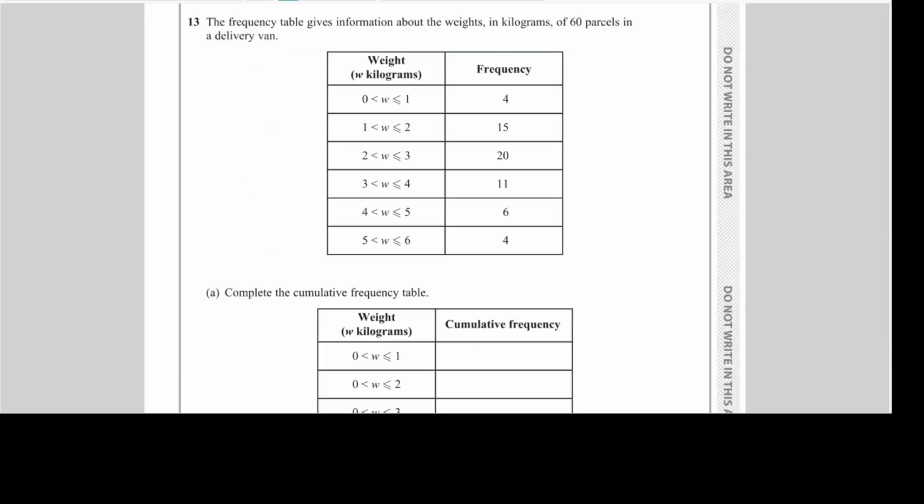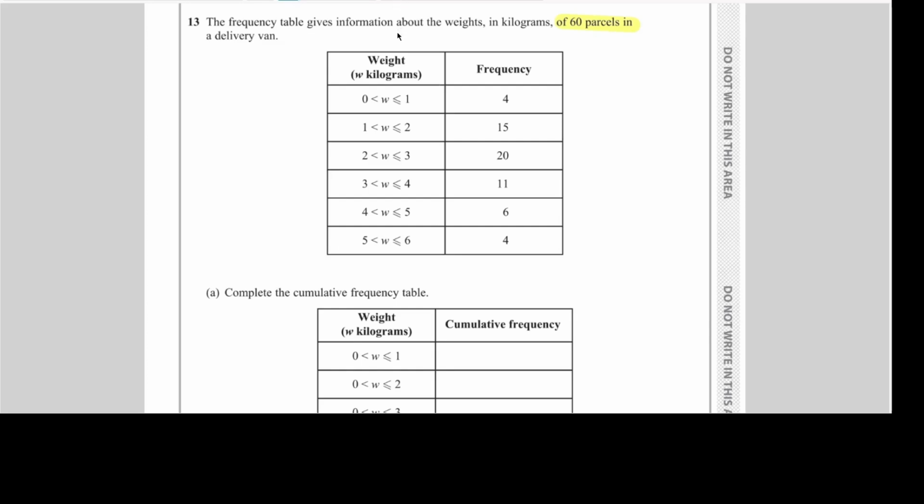Question 13. The frequency table gives information about the weights in kilograms of 60 parcels in a delivery van. So 60 parcels. Complete the cumulative frequency table. So how do we get the cumulative frequency when the frequencies are given? We call this cumulative frequency a running total, because we always add the previous total to the frequency to get the cumulative frequency.